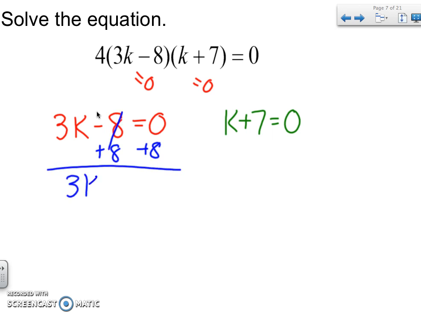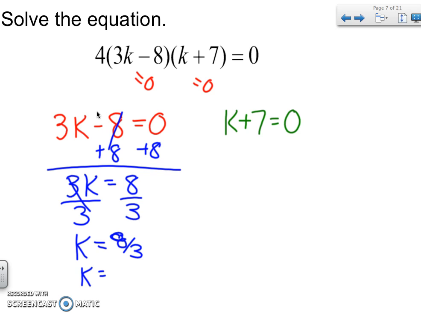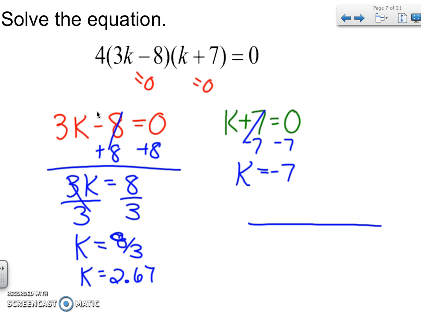I would get 3k equals 8. Divide by 3. So my k is going to equal 8/3, which if you want to make it a decimal, you could say 2.67, right? Lastly, over here, I'm going to subtract 7 from both sides, and this one's just a one-step problem, so k equals negative 7.